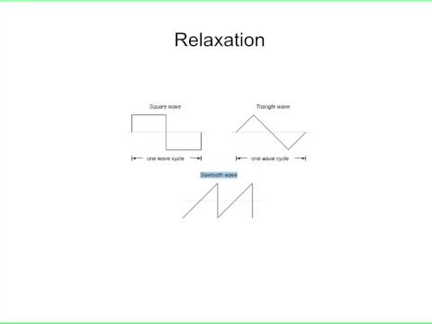There is a second type of oscillator called a relaxation oscillator. And this oscillator produces different shaped sound waves. It produces square waves, triangle waves, and sawtooth waves. And these waves are only found in electronic instruments, and they have a much different sound than a sine wave.